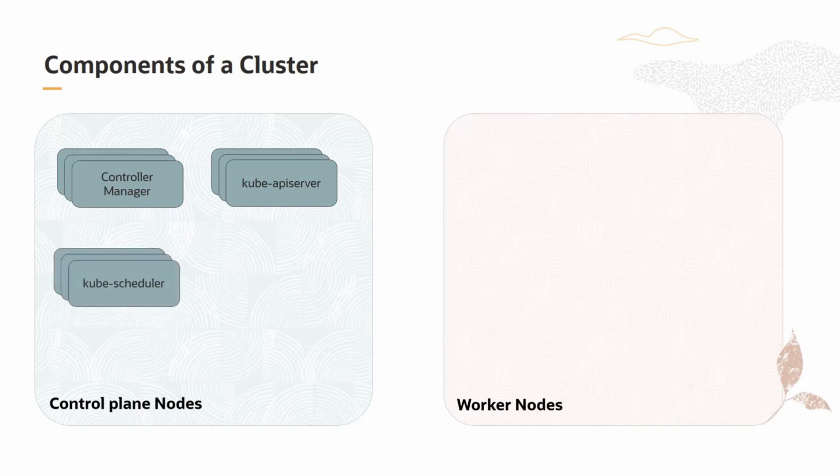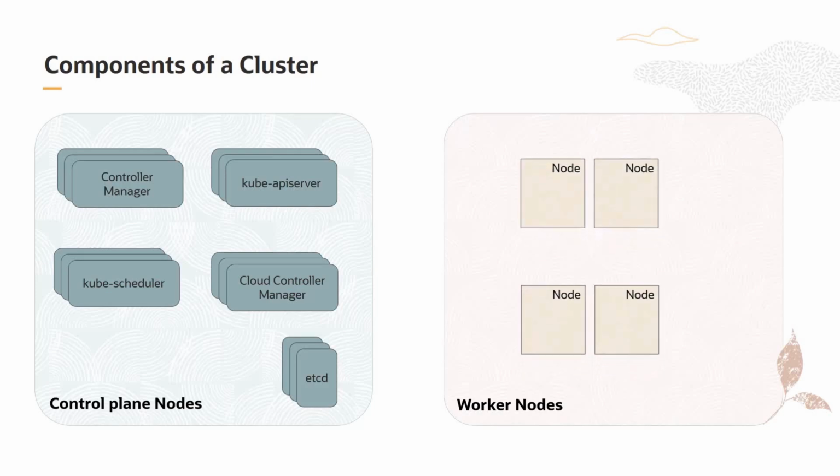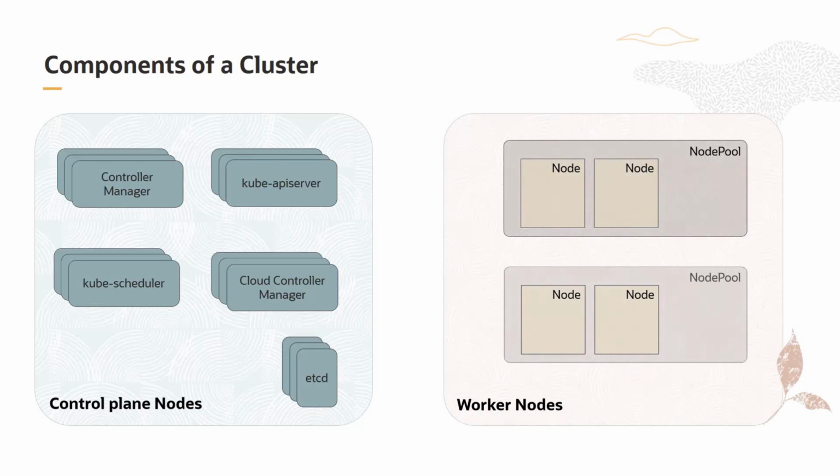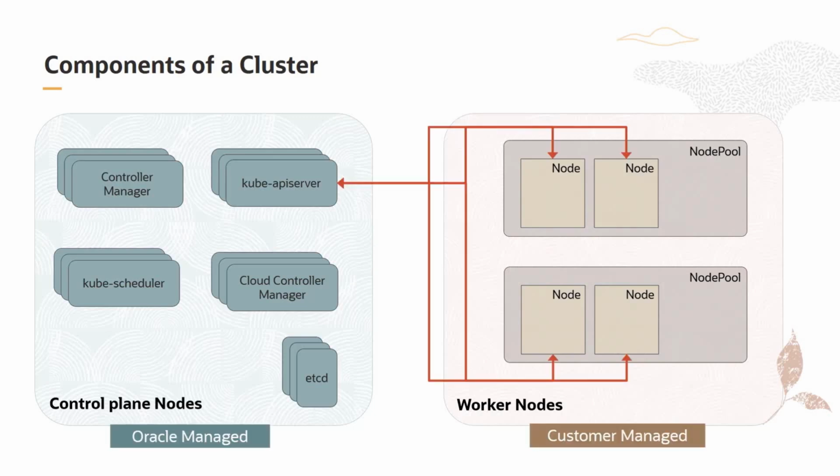Then there is Kube scheduler to control where in the cluster to run the jobs. Then there is CCM, or Cloud Controller Manager. It basically manages calls to OCI. And then we have etcd to store the cluster's configuration data. Workloads are run on the worker nodes. A set of worker nodes within a cluster that all have the same configuration is grouped into a node pool. Workloads run as groups of containers called pods, and pods are scheduled on infrastructure, that is, the node. As you can see here, the control plane node is managed by Oracle and the worker node is customer managed.